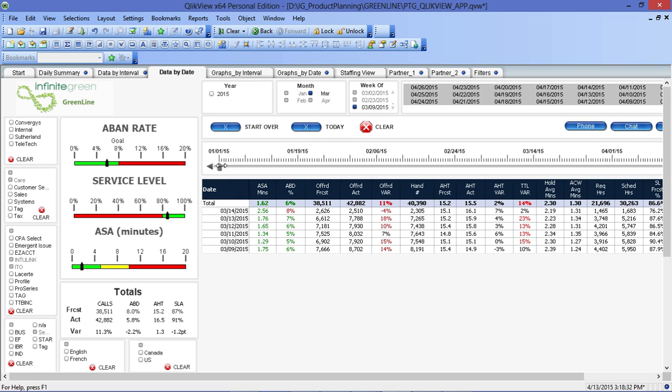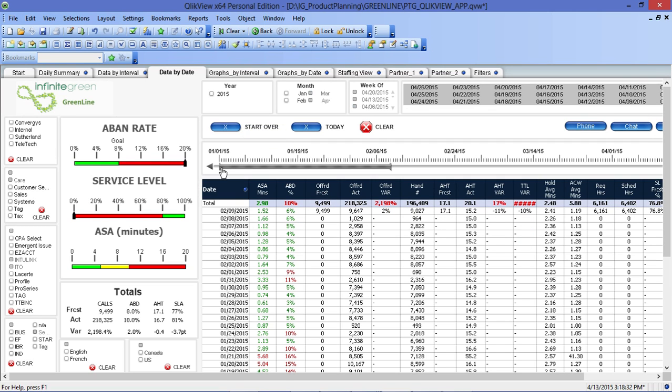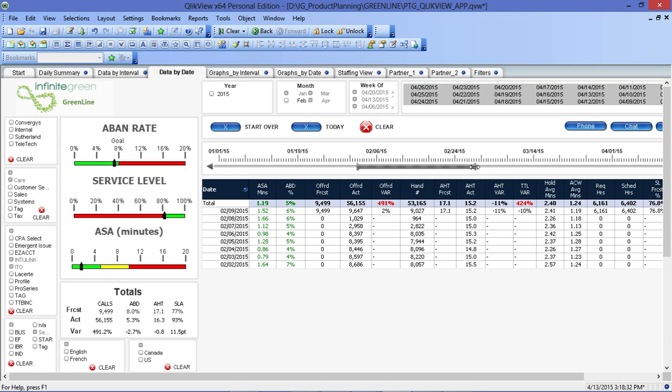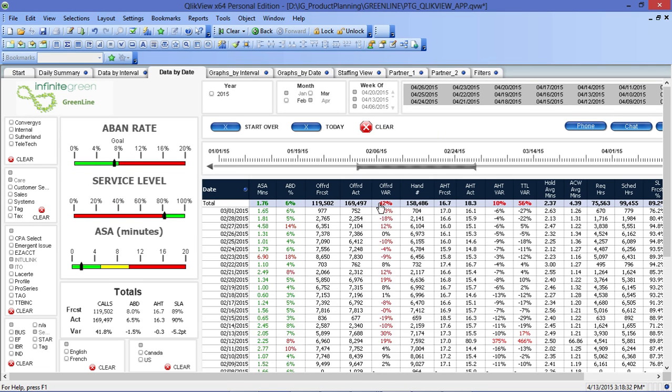We also have the ability to range find. So instead of just the 3/9, we have the ability to stretch. Let's go 2/1 to 3/1 and see how February worked out. Okay, well, 42% difference there.